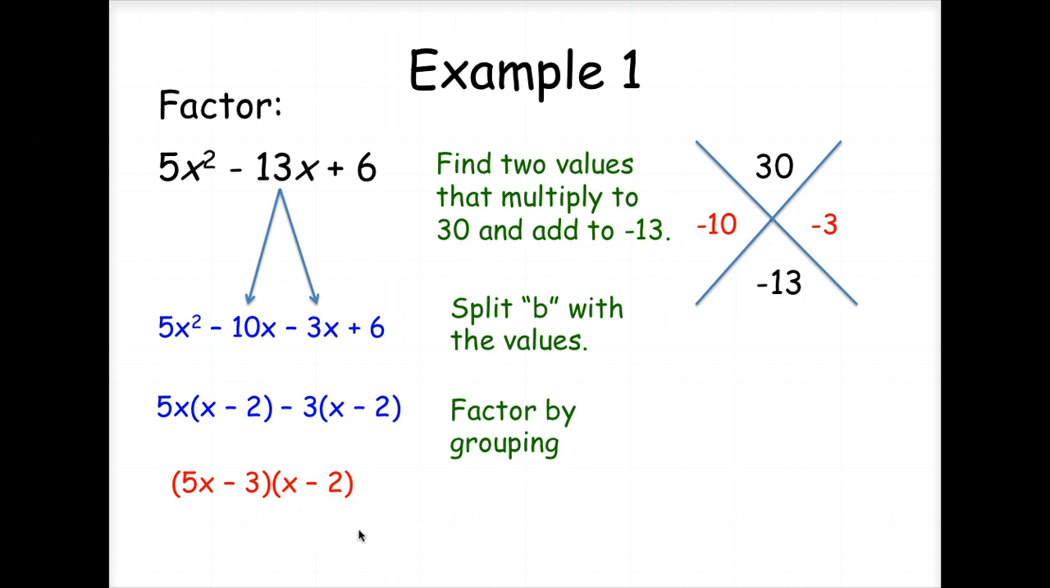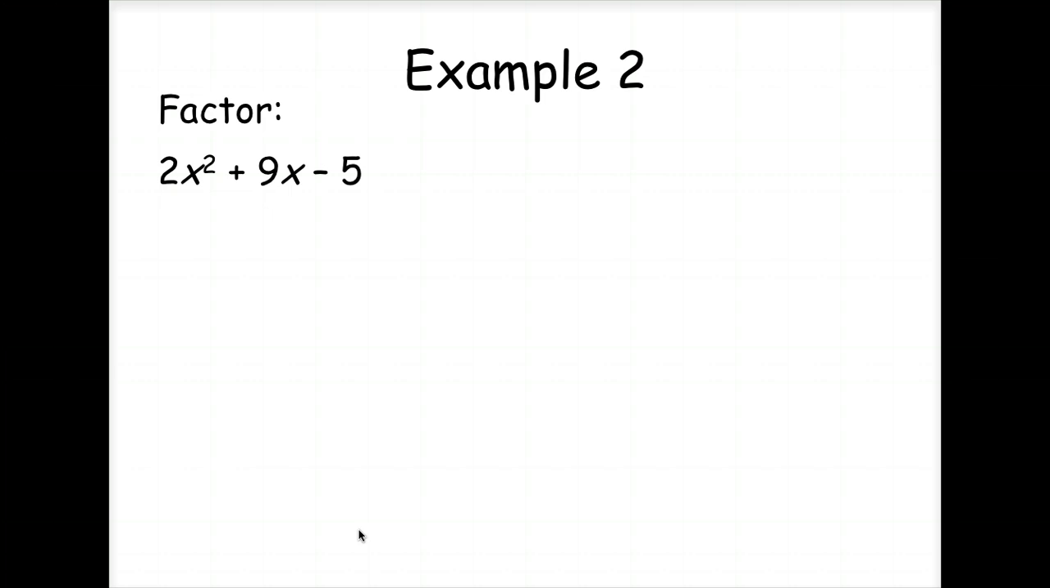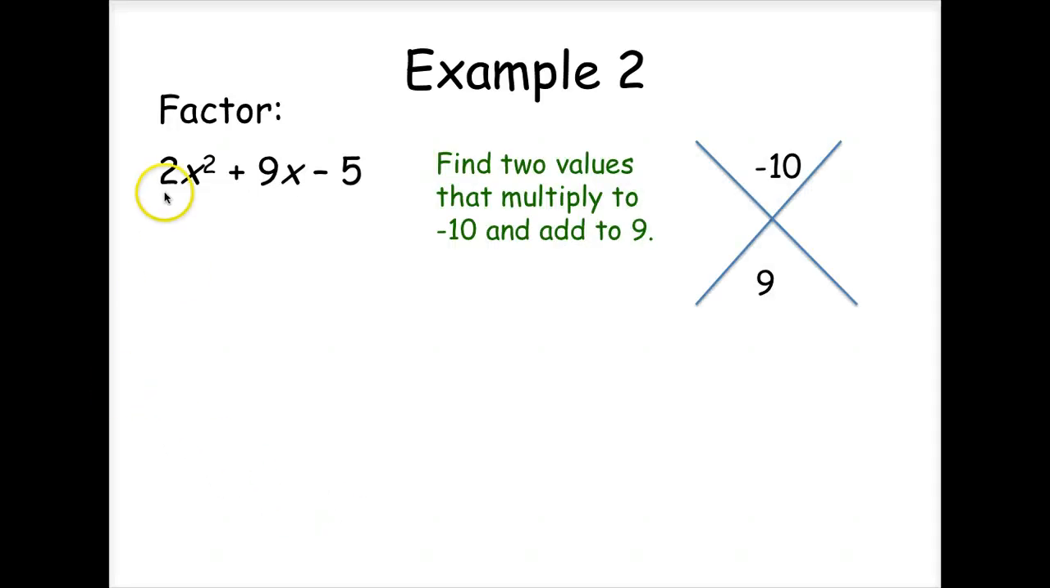Okay, let's try this again. Start asking ourselves the question, is there a greatest common factor? No. Is a equal to 1? No. Are there 4 or more terms? No. So we're going to use the AC method. So we're going to find factors of negative 10 that add up to 9. So a positive 10 and negative 1.